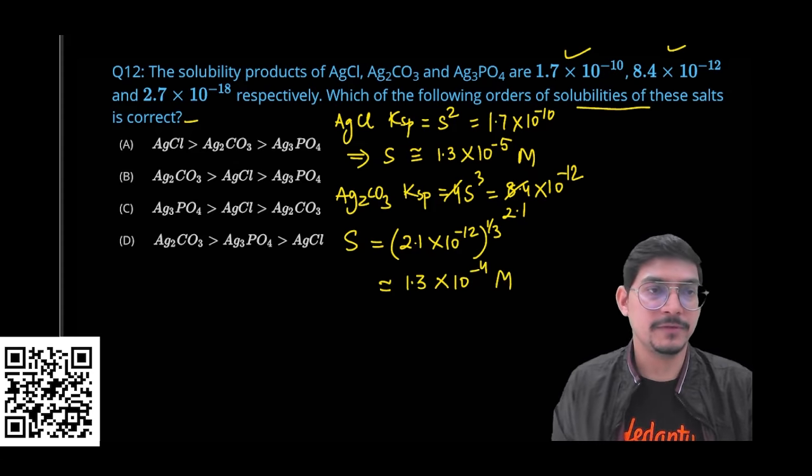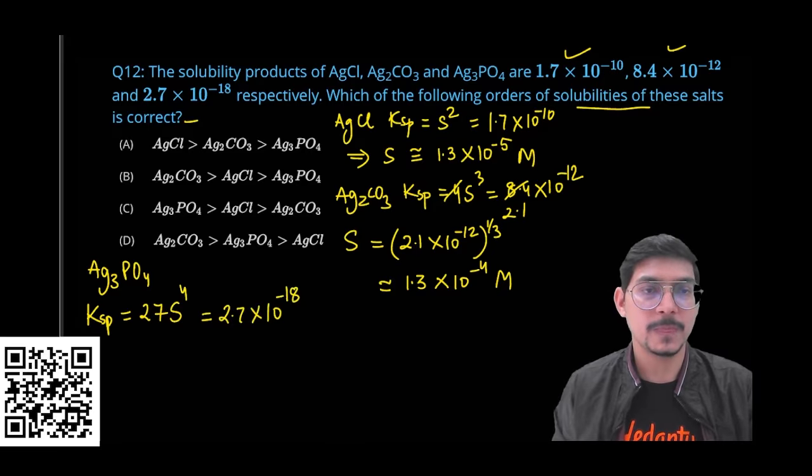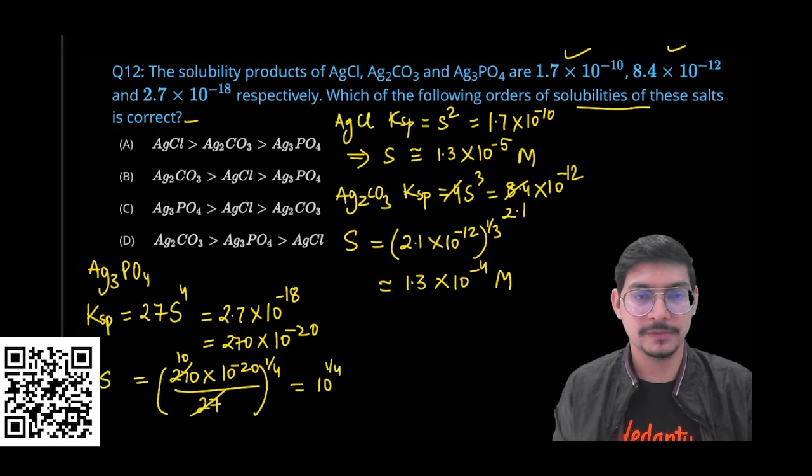For the last salt, which is silver phosphate, the KSP can be written as, it gives 3 cations, so it would be 3 raised to the power 3, which is 27, S raised to the power 4, the total number of cations and anions, equal to 2.7 into 10 raised to the power minus 18. So I can write this as 270 into 10 raised to the power minus 20. And when we solve this, it comes out to be 270 into 10 raised to the power minus 20 divided by 27, raised to the power 1 by 4. So this would be 10 raised to the power 1 by 4 multiplied by 10 raised to the minus 5 molar.